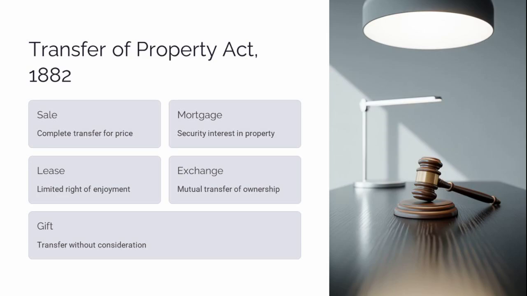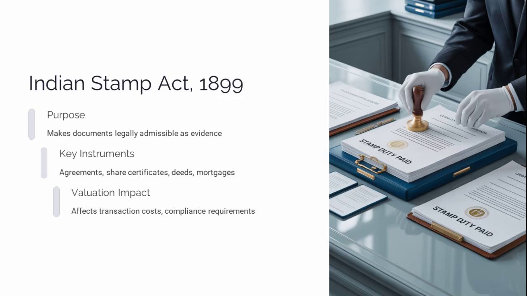The Transfer of Property Act of 1882 covers various aspects of property transfer, including sale, mortgage, lease, exchange, and gift. Each method has its unique implications, from complete transfer for price to security interest in property, mutual transfer of ownership, and transfer without consideration. The Indian Stamp Act of 1899 serves the purpose of making documents legally admissible as evidence.